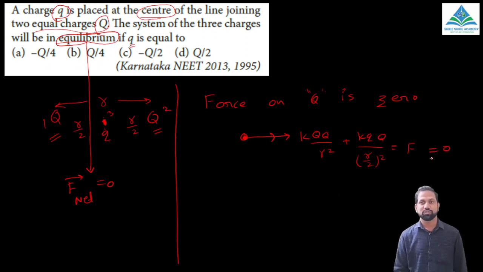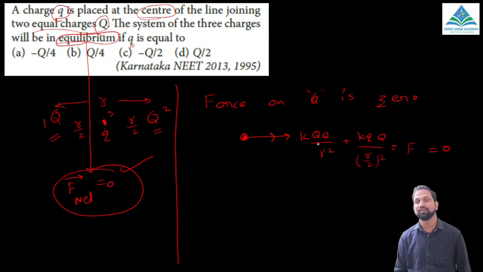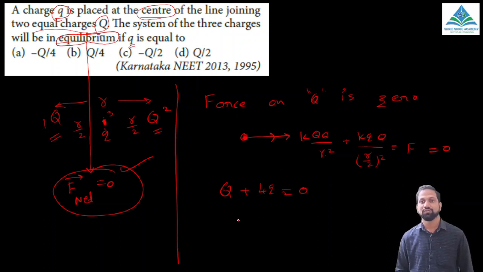Why should it be 0? Because that's the definition of equilibrium I have given already. So if you equate it to 0, trust me, you will get kQ by r square times (Q plus 4 small q) equals 0. Sorry, 4 times small q, so small q equals minus Q by 4.